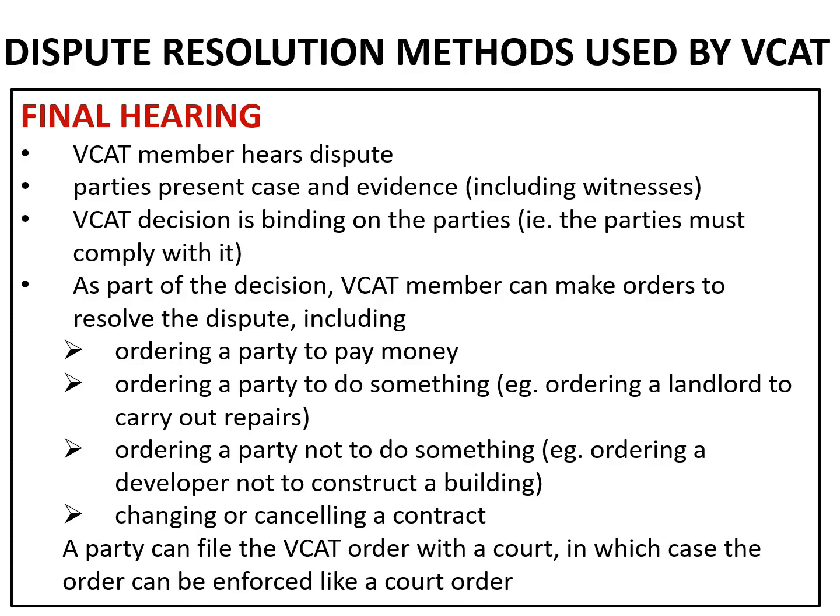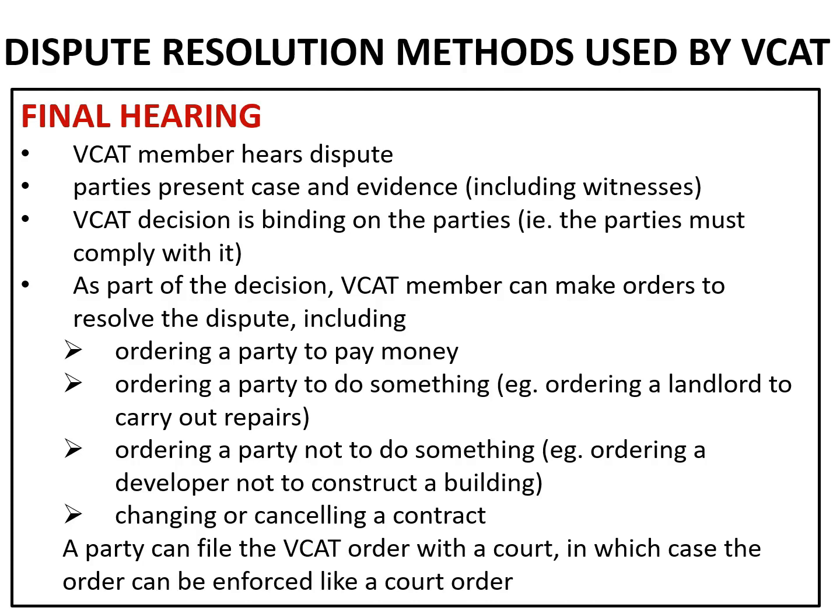As part of resolving the dispute, the VCAT member can make a range of orders. For example, the VCAT member might order one party to pay the other party money, as where the VCAT member decides that a supplier must refund the purchase price for defective goods to a consumer. Alternatively, the VCAT member might order a party to do something or not to do something.